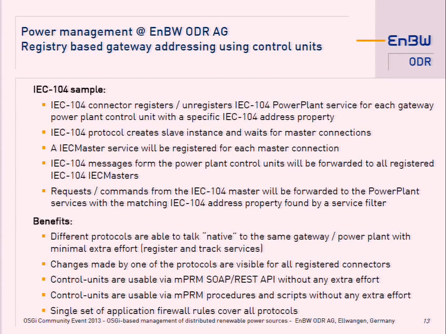You can also use control units with NPRM procedures and scripts without any extra effort. And what is also very sexy is that you can use a single application firewall to make your application safe. This means if you have different protocols like IEC 104 or Modbus, you have to implement the rules in the specific protocol way. But we only have to implement the application firewall rules on the basis of the control unit level. So we can check if the maximum power that the generator provides is above, or at least at, the maximum level for this generator.